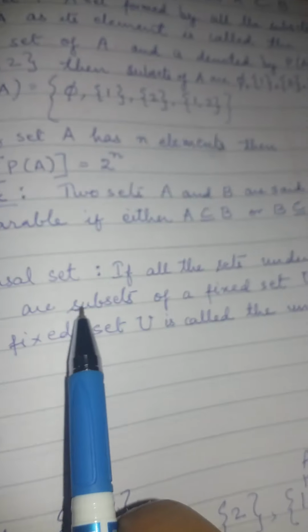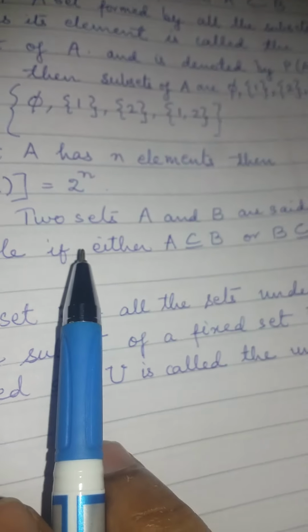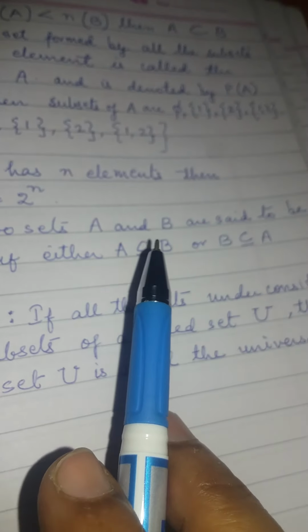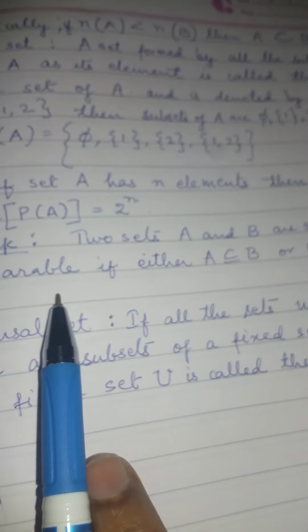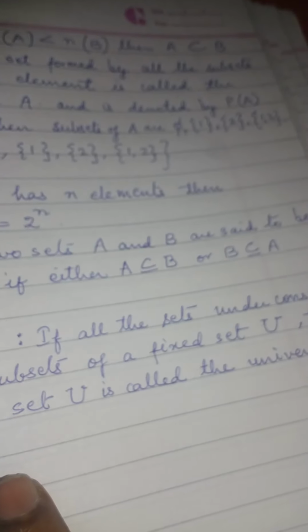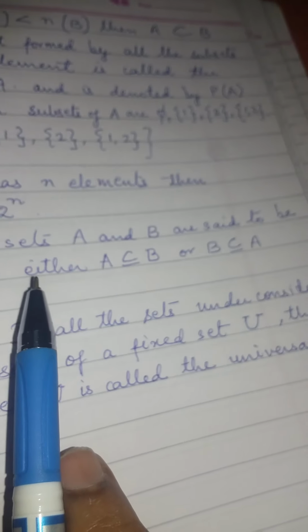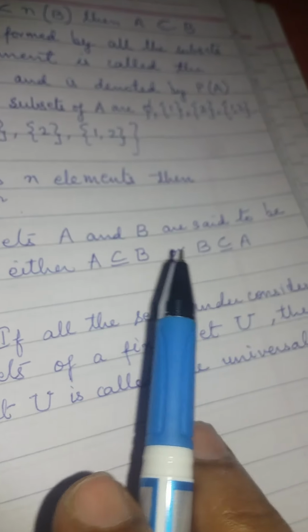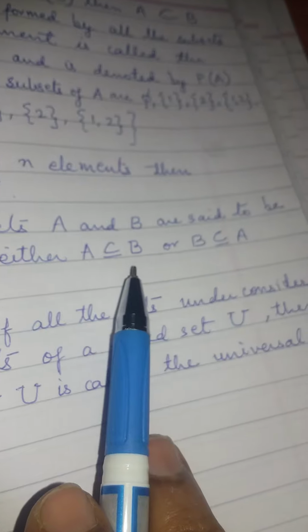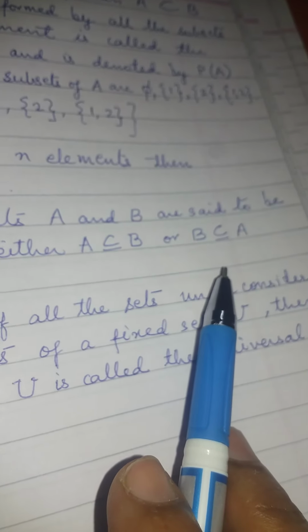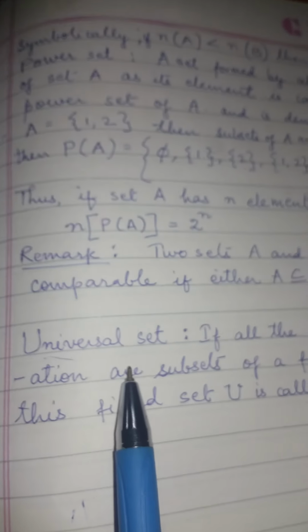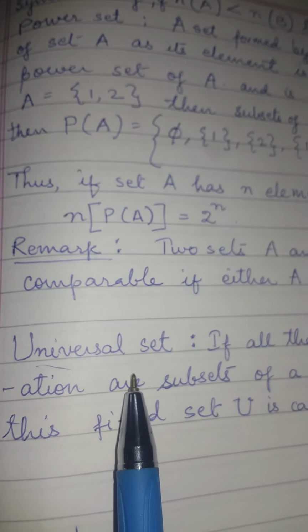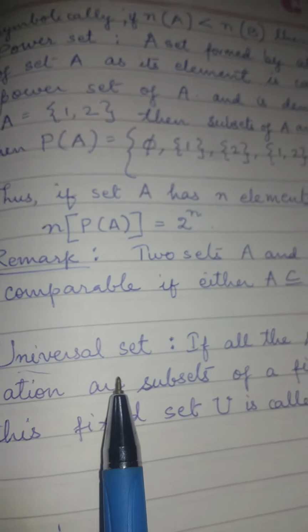Now let us find out a few remarks. First remark: two sets A and B are said to be comparable when we compare the two sets. So the two sets are comparable if either A is a subset of B or B is a subset of A. Now you know about the universal set. Another thing that you will know is about the universal set.